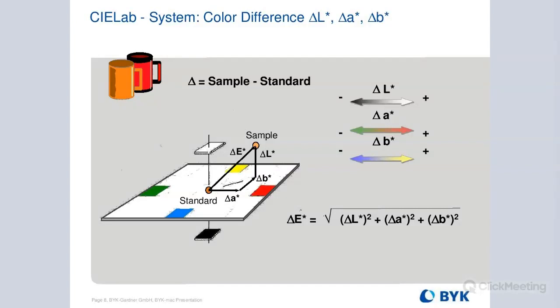Okay. So, what do we do? We take this delta measurement. So, we have something that is a standard, and we compare it to something. So, this is an example. And this is delta E.